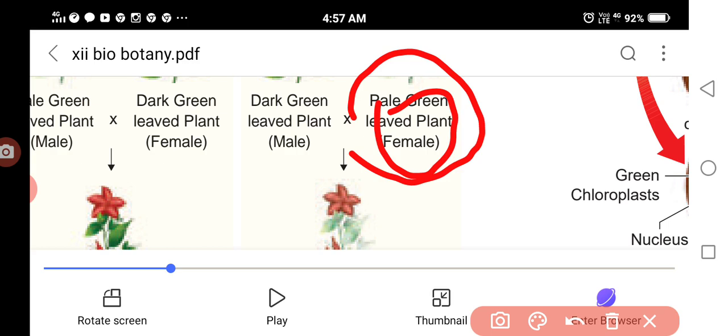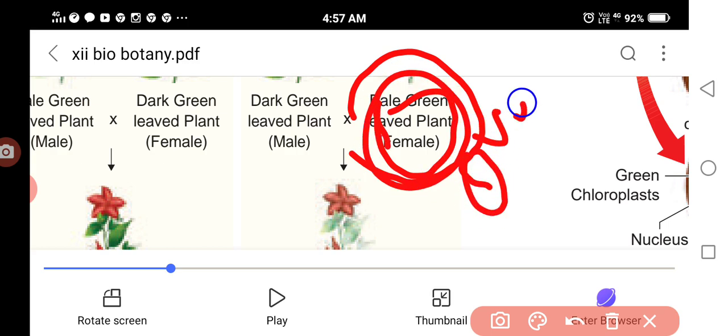So due to this, chloroplast genes are found only in the female ovum, not present in the male. Only the female plant has the chloroplast. The female ovum contributes the cytoplasm during fertilization, since the male gamete contributes only the nucleus, but not the cytoplasm.